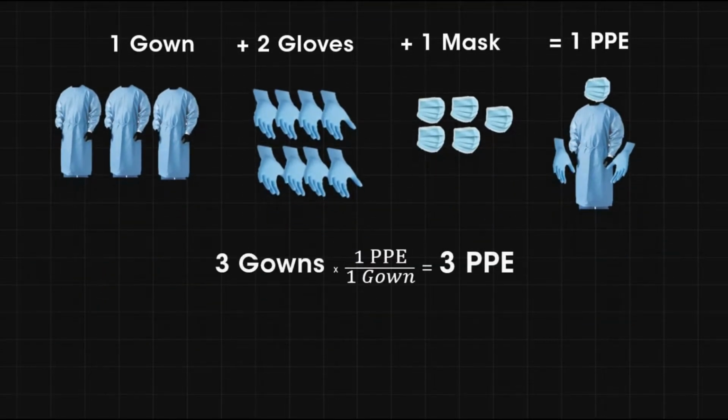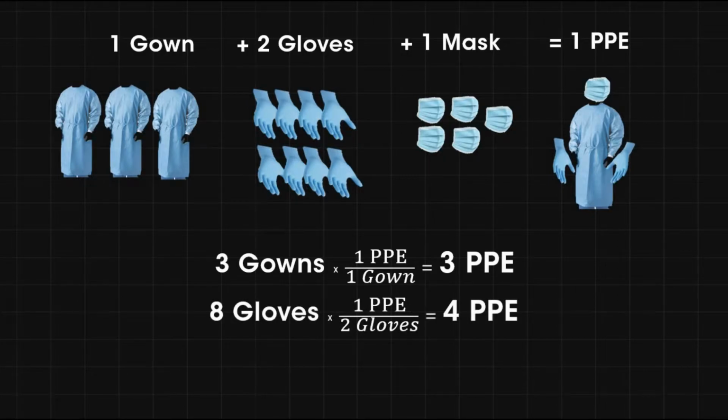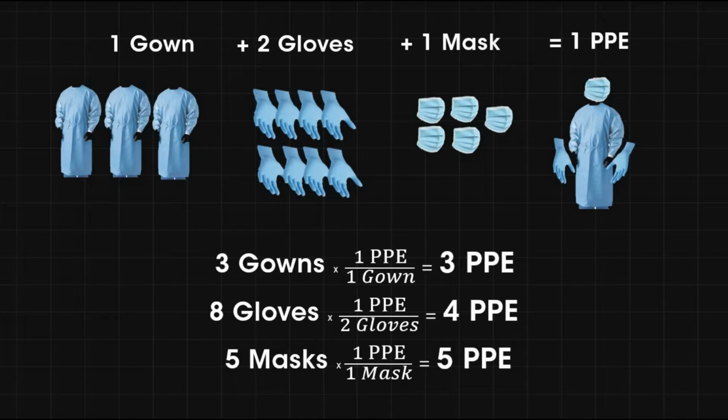We must first calculate the number of PPEs each reactant could make by simply multiplying the reactant with the ratio based on our equation. 3 gowns multiplied by 1 PPE having 1 gown, we could make 3. 8 gloves multiplied by 1 PPE having 2 gloves, we could make 4. 5 masks multiplied by 1 PPE having 1 mask, we could make 5.